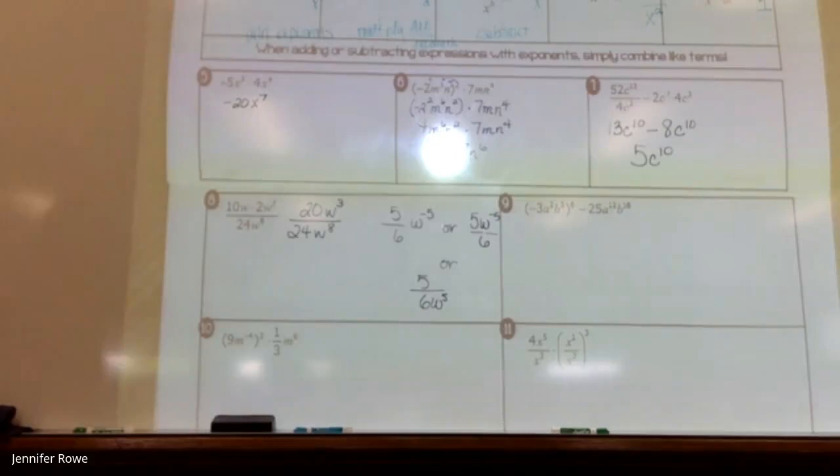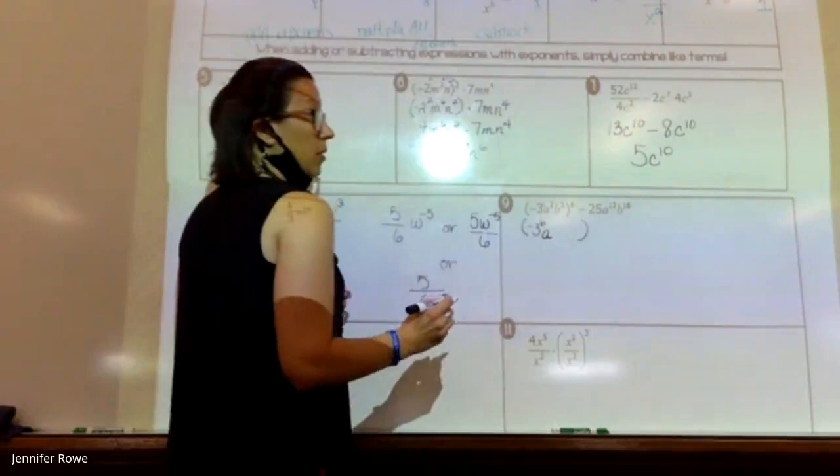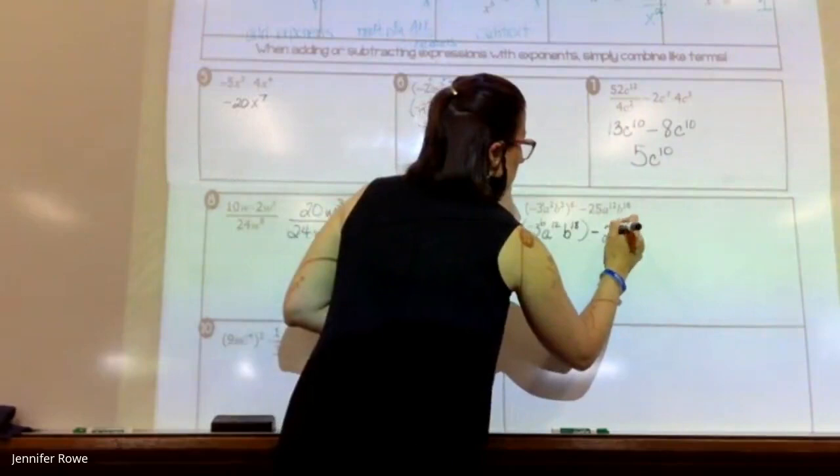Okay, moving along. Okay, what do I have to do first in number 9? I have to distribute that exponent to how many numbers? 3. Okay, so it's negative 3 to the 6, a to the 12, b to the 18, minus 25, a to the 12, b to the 18.